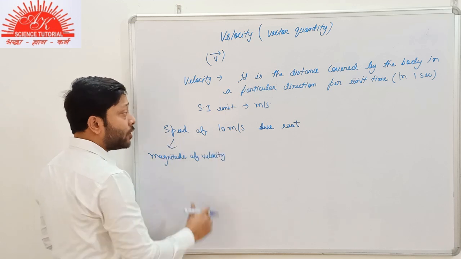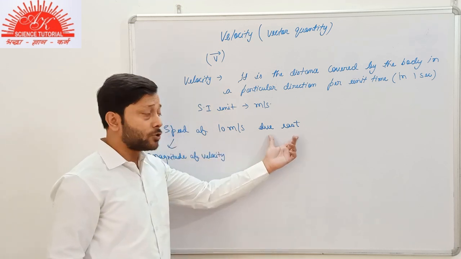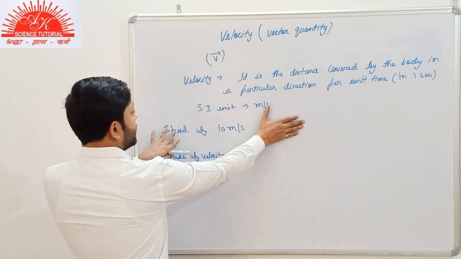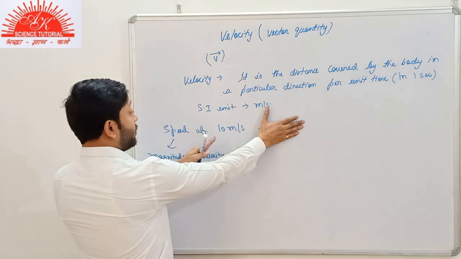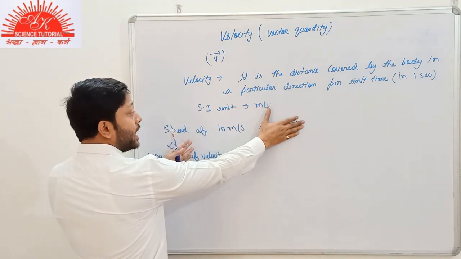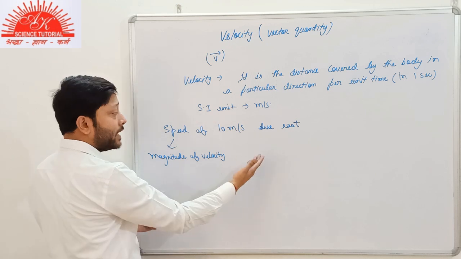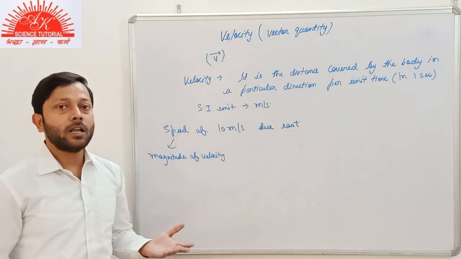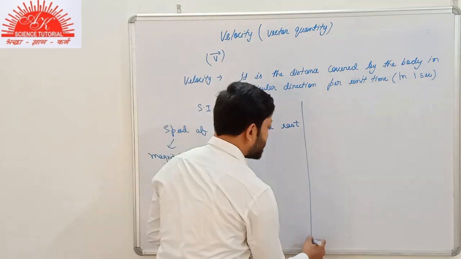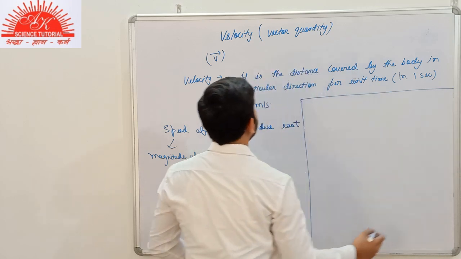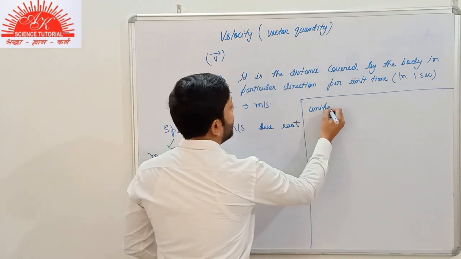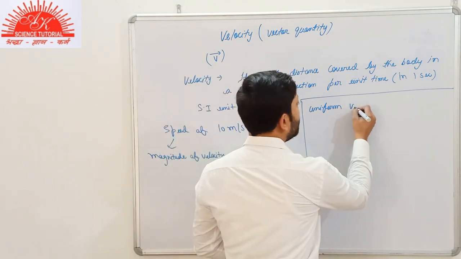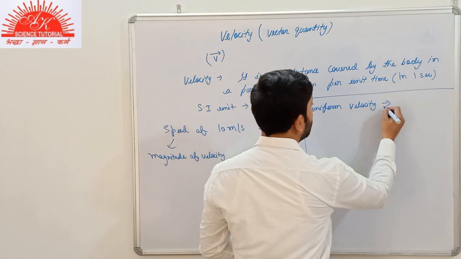And along with the speed of the body, if the direction is also given, then it will be the velocity. If I write only this part, a speed of 10 meter per second, there is no direction, so obviously it is the speed of the body. But if I include this part also, due east, that is the direction, then this will be the velocity of the body. Now as you know the velocity of the body, we can move to the next part, which is about uniform velocity. As in the last part we were talking about uniform speed, in this part we will be talking about uniform velocity.